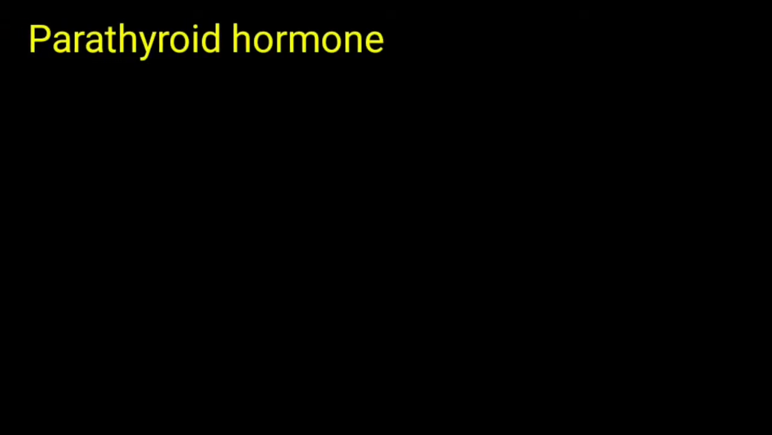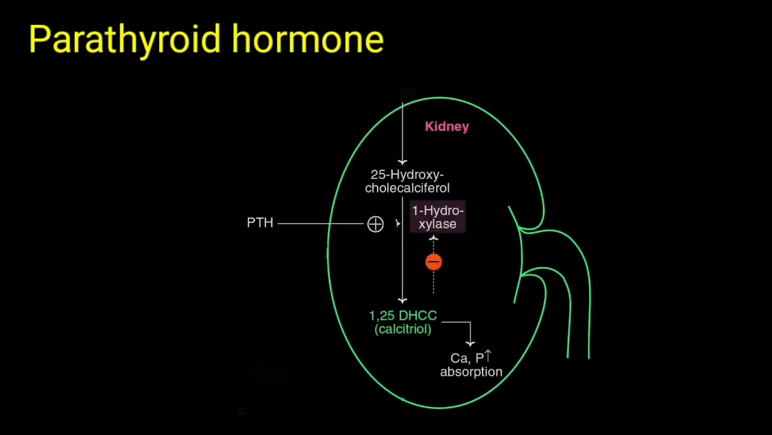Parathyroid hormone, in short PTH. PTH directly cannot increase the calcium absorption, but PTH stimulates the 1-alpha hydroxylase enzyme in the kidney, and it increases the synthesis of 1,25 dihydroxycholecalciferol. It's also called calcitriol. So we know that calcitriol increases the calcium absorption by inducing the calcium binding protein, that is calbindin.